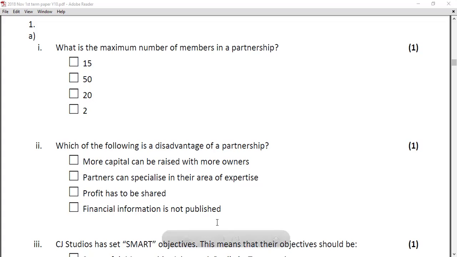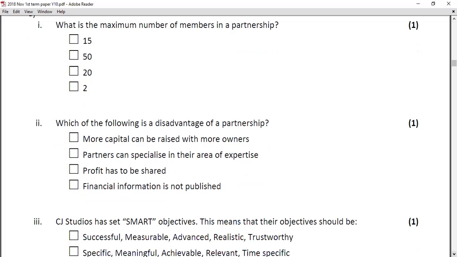So for the answer, yes, a couple of answers again. Yes, very good. This time 4 answers are there, excellent. Keep it up. Everyone gave the correct answer. Proud of you. Profit has to be shared, that's a disadvantage, right? All the others, 1, 2, and 4, are advantages.